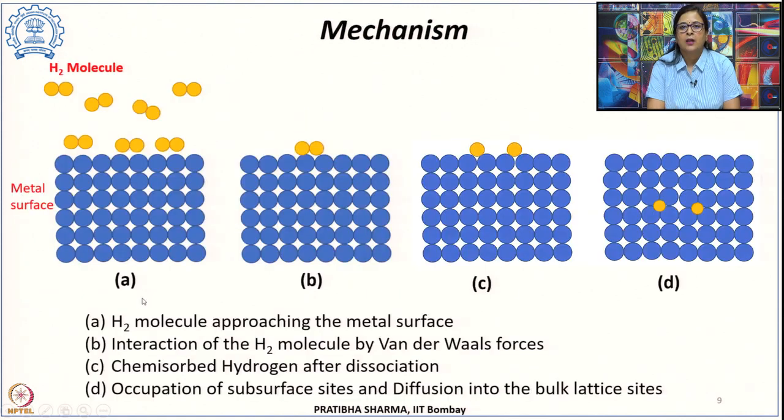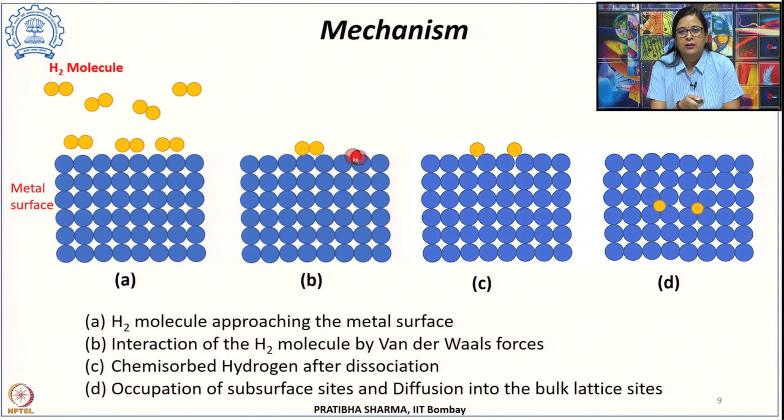tank design. Now, let us look at the mechanism of hydrogen uptake in this class of material, which is metal hydrides. The first figure shows a hydrogen molecule far away from the surface, and as it approaches near the metal surface, in the second figure, this hydrogen molecule interacts with the surface atoms, and initially that interaction is by means of weak van der Waals forces.